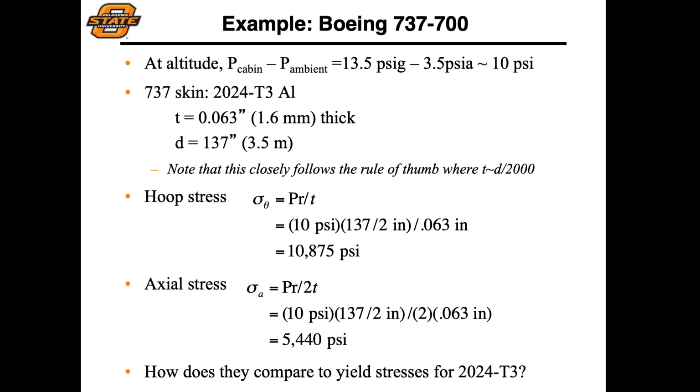So from this we can calculate both our hoop stress and our axial stress on the order of 875 psi for our hoop stress and just over 5,000 psi for our axial stress. We can then go back and compare these to the yield stresses for the 2024 T3 aluminum, which I'll leave as an exercise for you, but you'll obviously see that these are well below the yield stresses for that material.